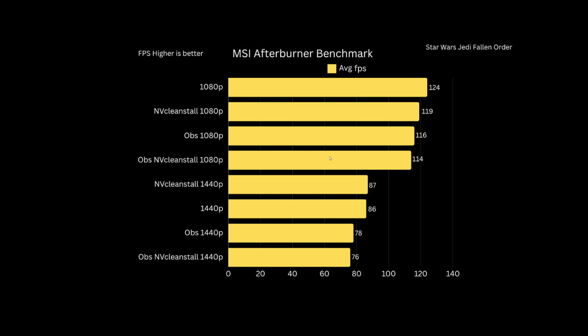So next we have the after the app at 1440p, 87 frames. 1440p itself was 86. So the install app with 1440p won by 1 frame per second against the 1440p. And the OBS 1440p was at 78, and the OBS after that installed at 1440p at 76.